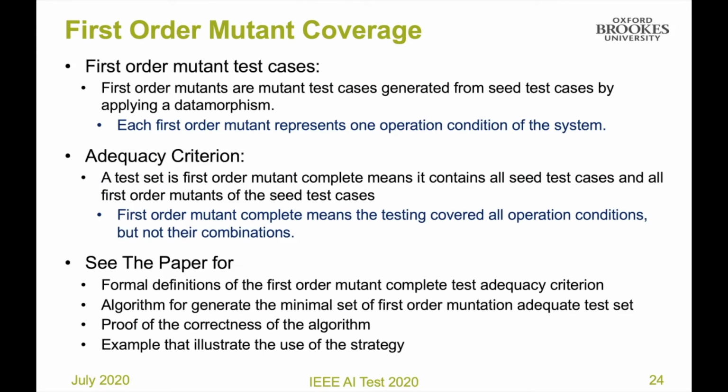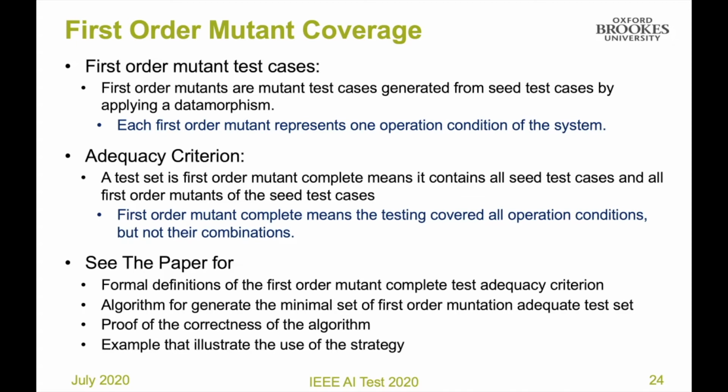The first strategy can be defined as a test adequacy criteria in the form of: you need to cover all first-order mutants. Here, the first-order mutants are test cases derived from seed test cases by applying one datamorphism. So each first-order mutant test case represents one operation condition of the system. So the adequacy criteria we want to achieve is to cover all first-order mutants in the testing.